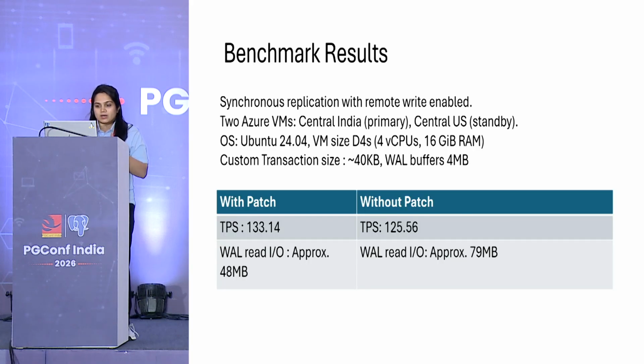So with this, I see if I apply the WAL sender changes of sending WAL before flush on standby, without the patch TPS was 125, with patch 133, about 5% increase. Not a lot, but some increase. WAL read IO has also reduced with the patch. Without the patch, it was higher.